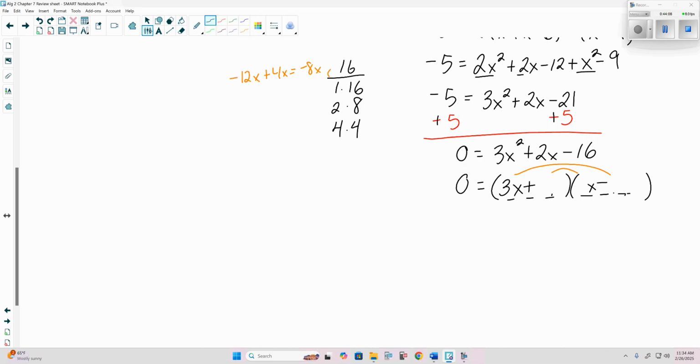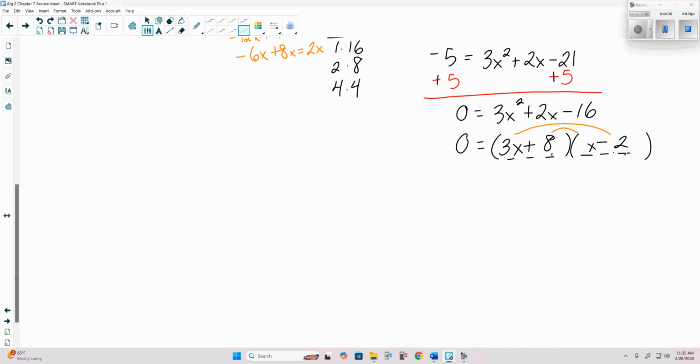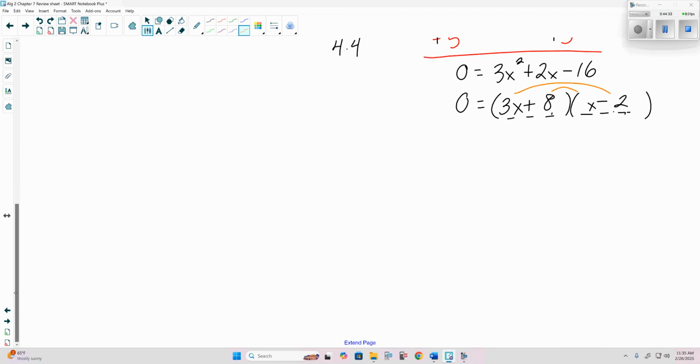So we can go 2 and 8. I'd put the 8 away from the 3, because we do have to multiply it. 3x times negative 2 would be negative 6x. 8 times x would be plus 8x, giving us a positive 2x. Actually, I think that's what we want, isn't it? Yeah. Now, if it had given us a negative 2x, then yes, we would switch the signs. Since we have 2 or more things multiplied together to equal 0, one of them has to be 0.